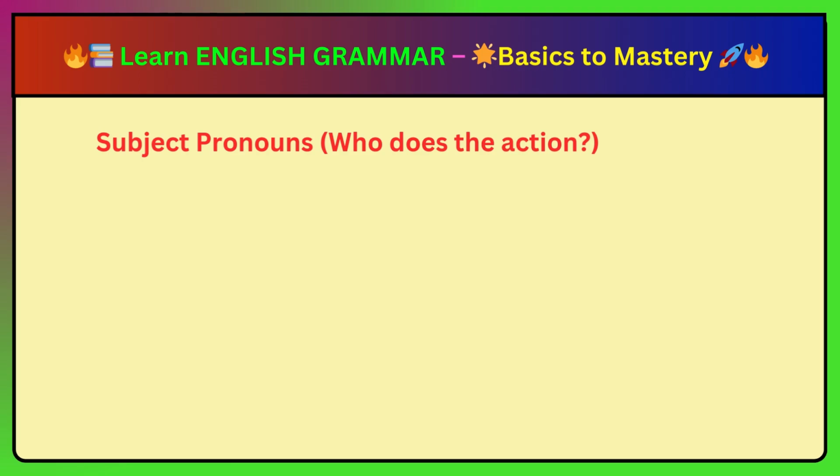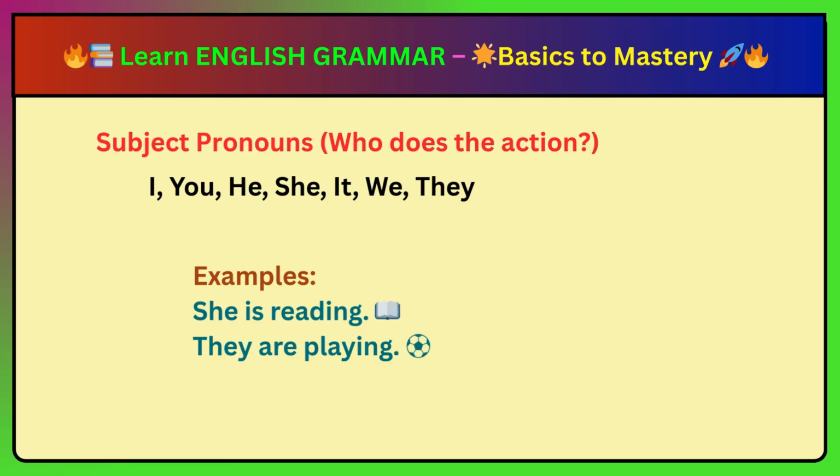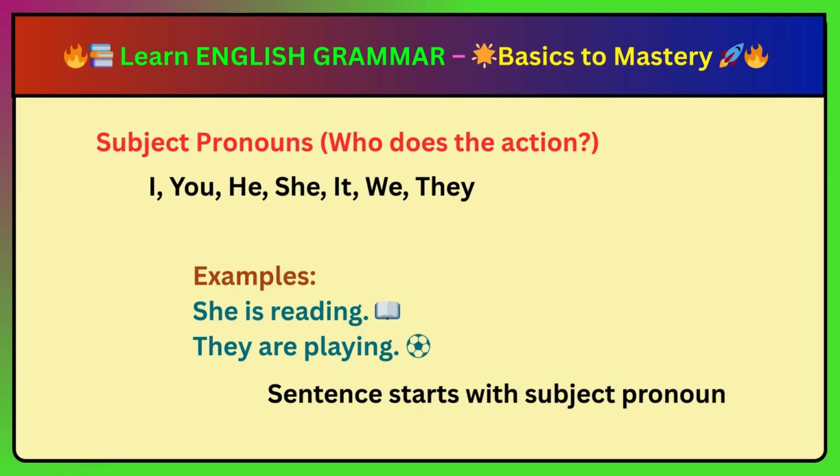First, we have subject pronouns. These tell us who is doing the action. Words like I, you, he, she, it, we, and they are subject pronouns. For example, "She is reading" or "They are playing." Here, sentences usually start with the subject pronoun. Subject pronouns answer the question, who is doing the action?